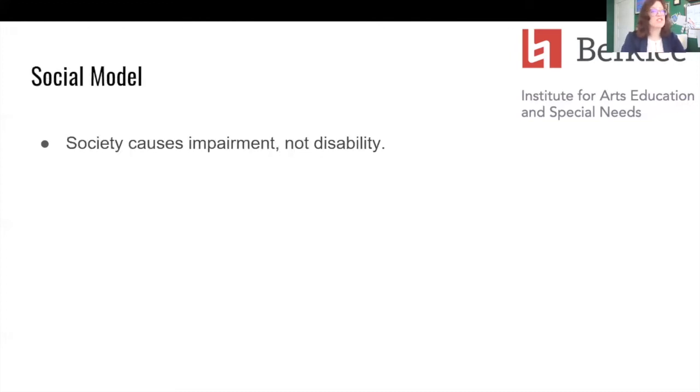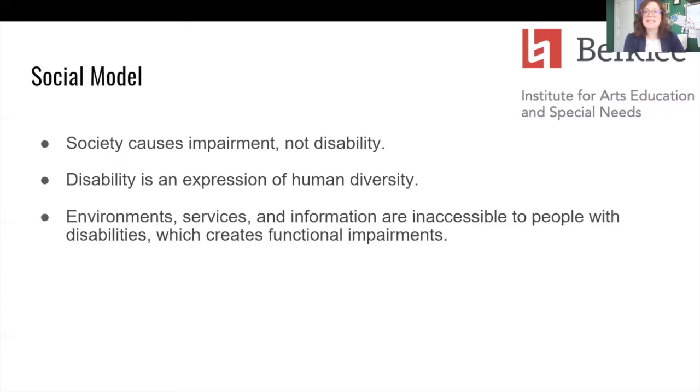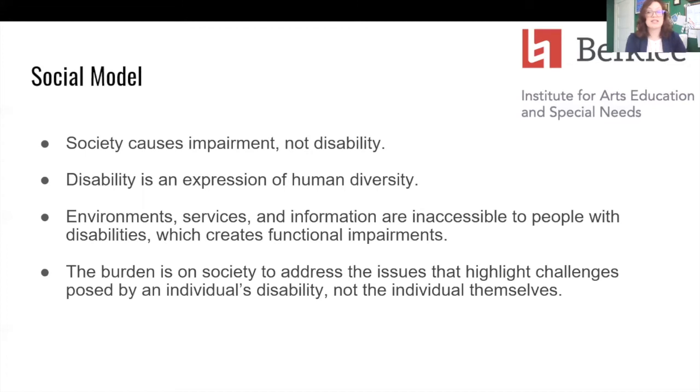The social model, which is often framed as the opposite of the medical model, tells us that society causes disability. In the social model, disability is seen as an expression of human diversity, something that is only rendered abnormal because of environment. Society has built environments and designed services that are made inaccessible to people with disabilities. So it's that inaccessibility of the environment, of services or information that creates disability. And the burden is on society to address these issues, not the disabled individuals themselves.